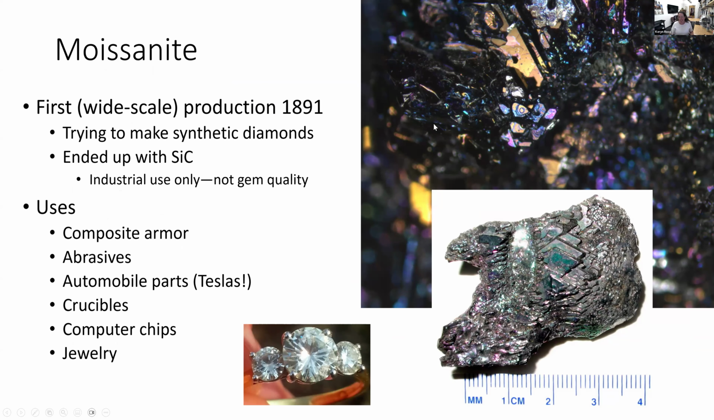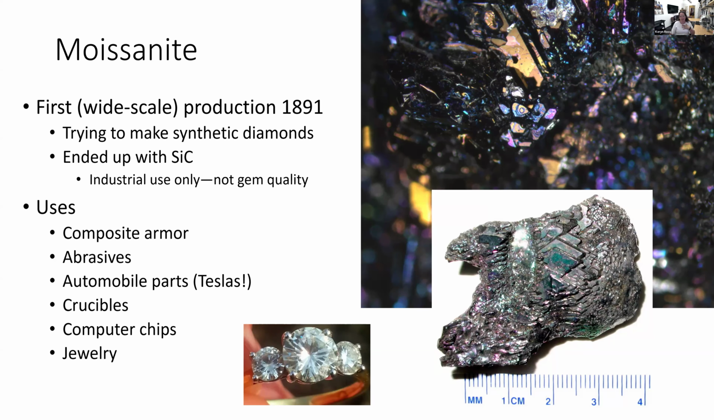When we're just making it into the crystals, we've been doing that since 1891, trying to make synthetic diamonds. But these were only used for industrial uses, and they have so many good industrial uses. Like they're used in automotive parts for Tesla. They're used in computer chips and composite armor and stuff like that. So moissanite's a pretty cool element.